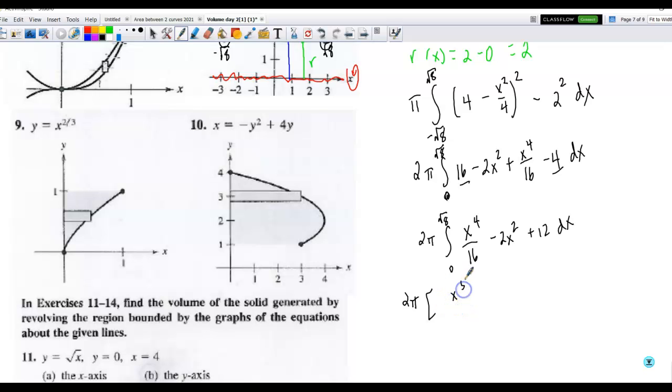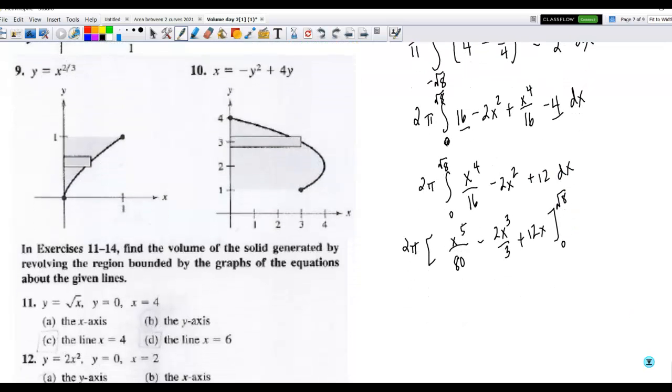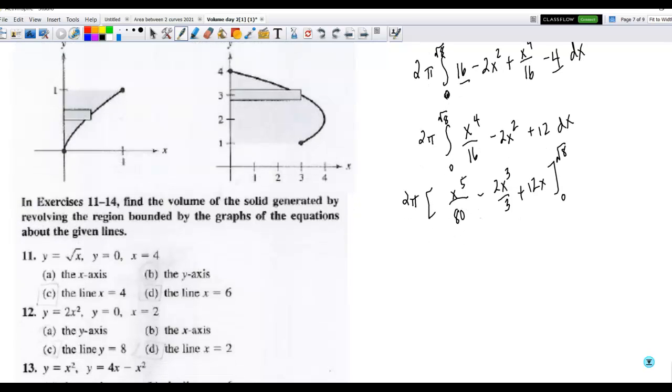That'll be x to the 5th over 16 times 5 is 80, minus 2x cubed over 3 plus 12x from 0 to square root 8. I think you can see why I decided to use the doubling and get that 0 in there.